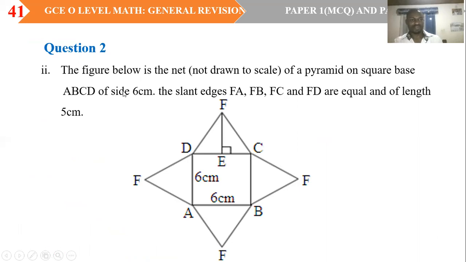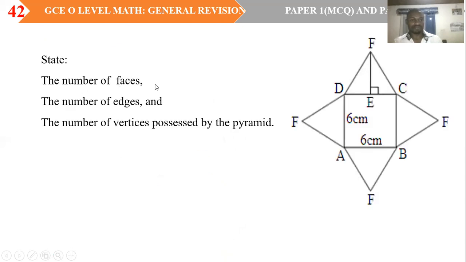The figure below, question 2, is the net, not shown to scale, of a pyramid on square base ABCD of side 6 centimeters. The slant edges FA, FB, FC, FD are equal and of length 5 centimeters. So you see that these triangular faces are all equal. State the number of faces. We have 4 triangular faces and 1 square base, giving us a total of 5 faces.